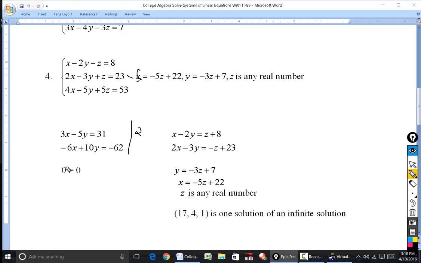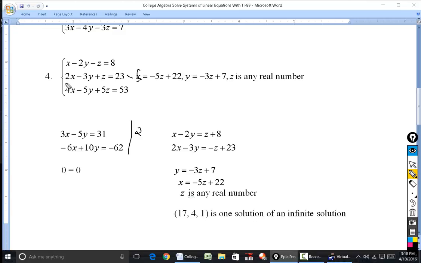Okay, so if you want to get the solution that I pointed out in the calculator, even though in the calculator it looks a little bit weird, here's what you do. You take any two of the equations. So I took the first equation and the second equation, and I brought the z over. So x minus 2y, bring the z over, I get z plus 8. And then the second one, 2x minus 3y, bring the z over, I get a minus z plus 23.